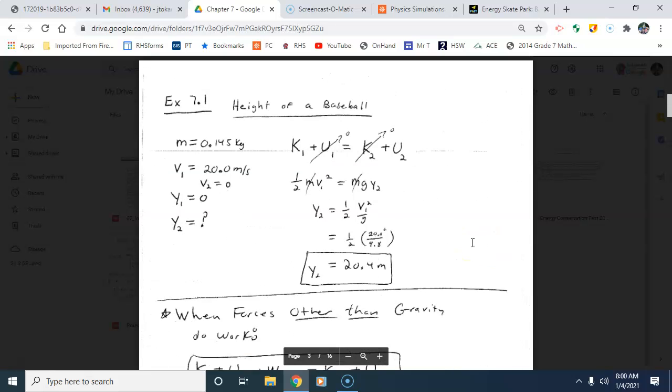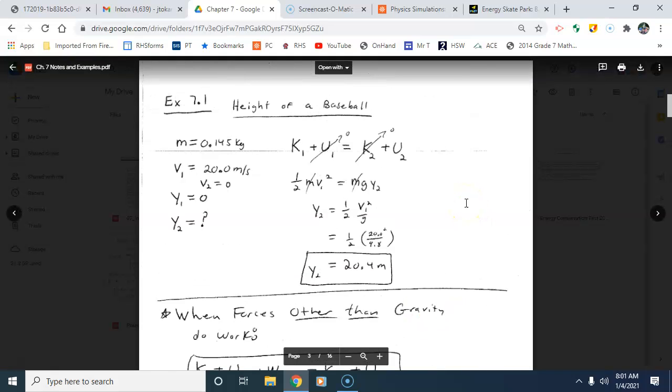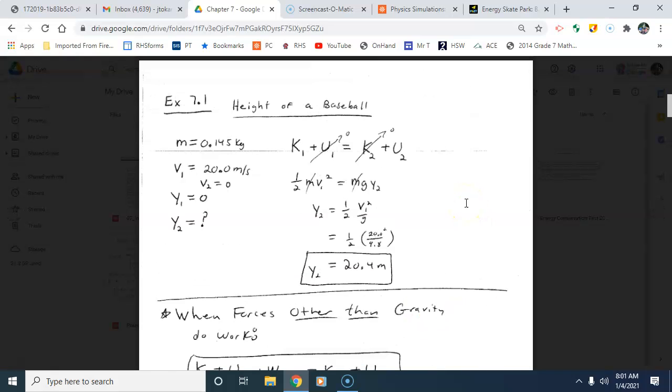All right, so let's use this to jump into an example in Chapter 7, Example 1. This one deals with just the height of a baseball, using and applying some of these ideas. So example 7.1, go ahead and get your books out, is on page 206. And this should be a pretty easy one if we understood everything we just discussed.